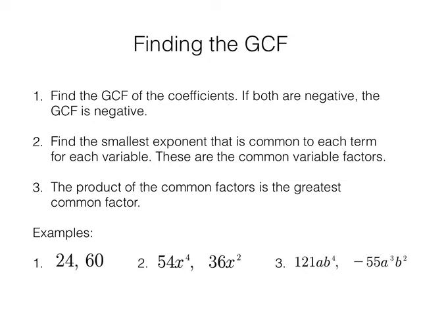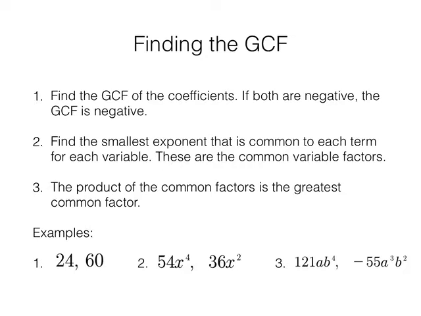And we're going to do that with a pair of numbers down here at the bottom in just a minute. If both the numbers you have are negative, then the GCF is automatically negative. Find the smallest exponent that is common to each term for each variable. These are the common variable factors. If you find the product of those common factors, both the numerical part and the variable part, you get the greatest common factor.